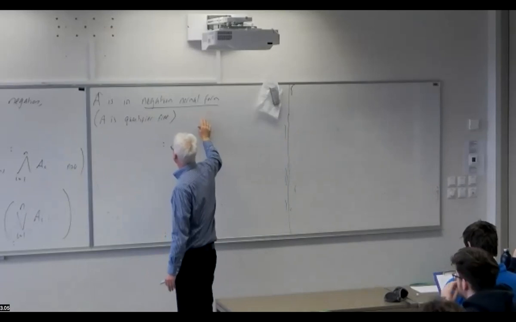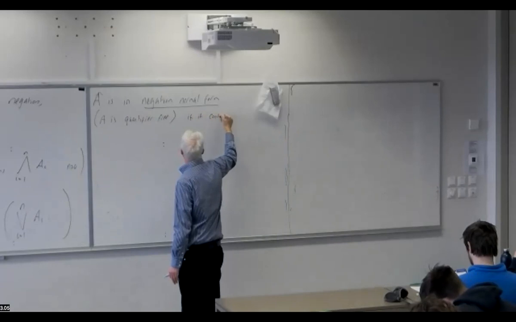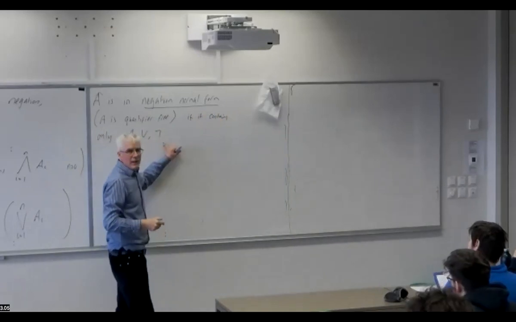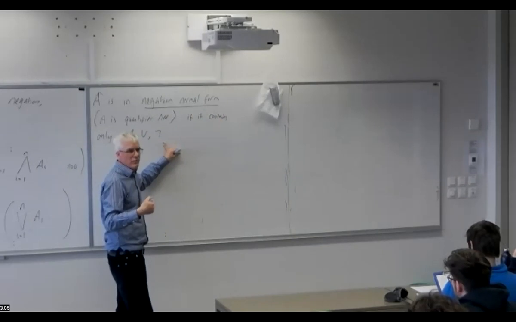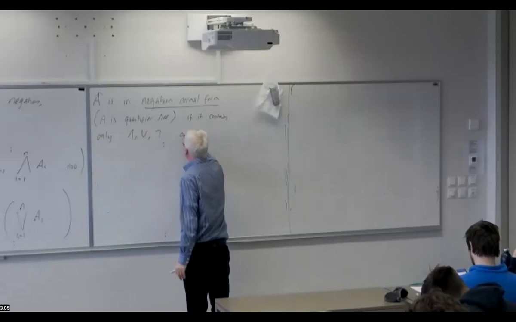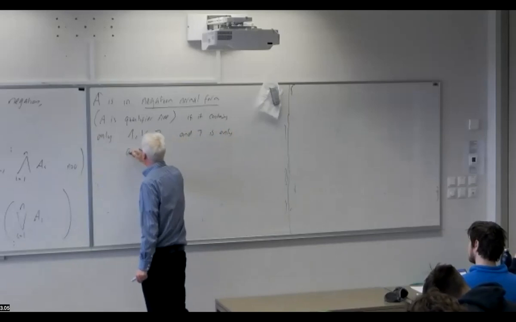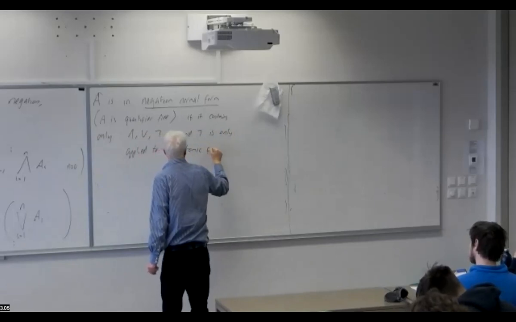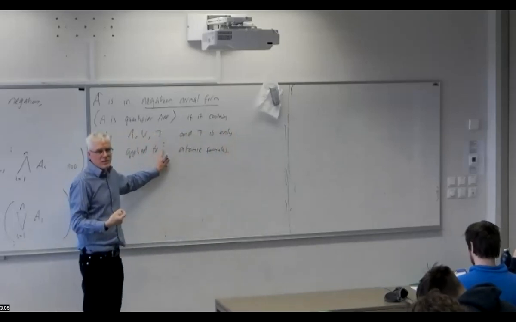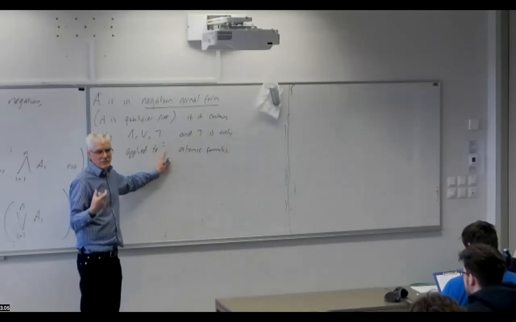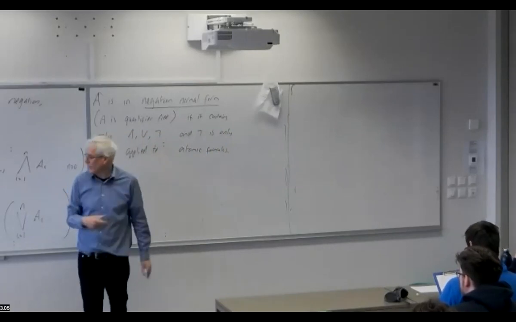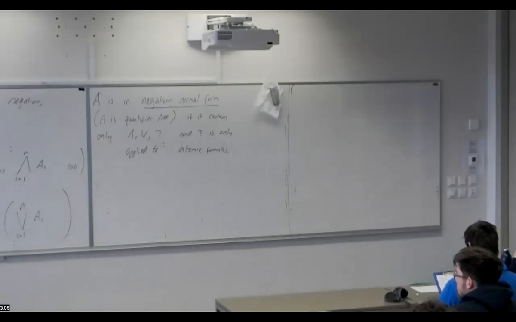So a quantifier-free formula is in negation normal form if it contains only the connectives and, or, and negation, and negation is only applied to atomic formulas. Which means it can only be applied once, because if you've got an atomic formula like x equals y, you can negate that, not x equals y, but you can't negate it again, because once you've got not x equals y, it's no longer an atomic formula. So not not x equals y is not allowed, but of course we don't need it, because the double negation is eliminated as just nothing.